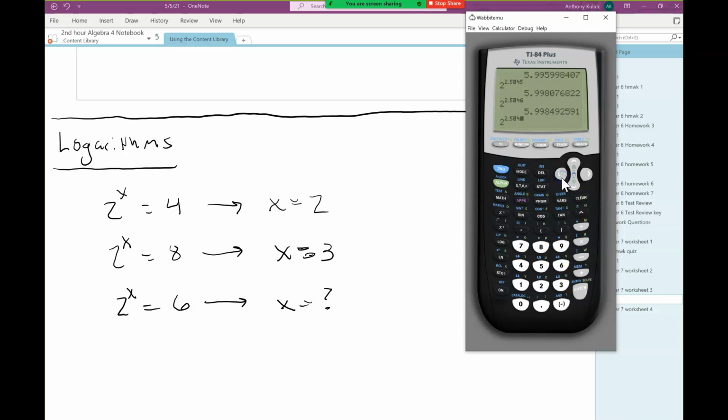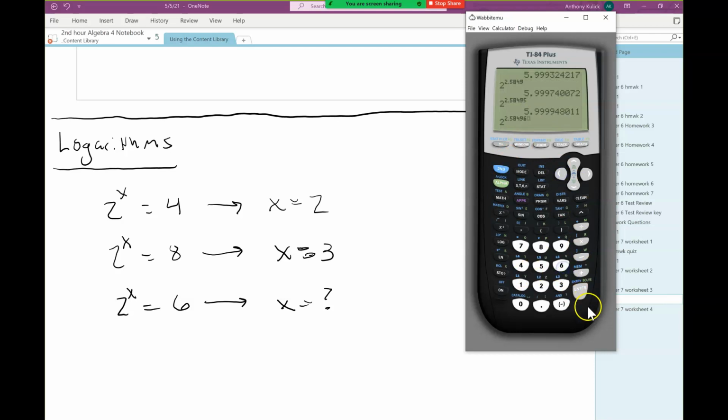Maybe 2.5847. Not big enough. Maybe 2.5848. Not big enough. Okay, maybe 2.5849. Not big enough, but 2.585 was too big. Remember, we checked that already. So we must just need some more at the end of that. So it must be 2.5849 something. Well, ending in 5 isn't enough.